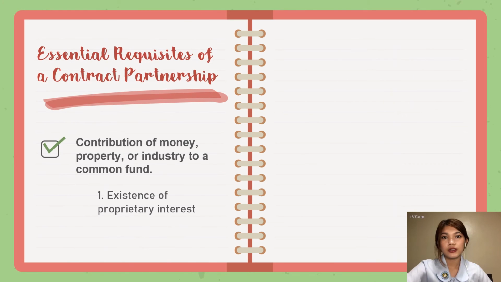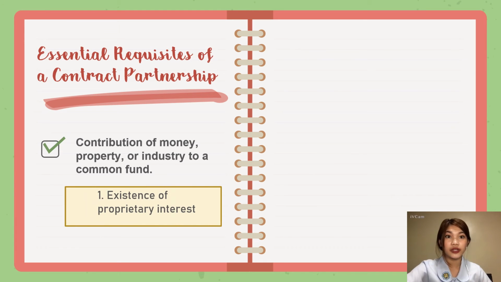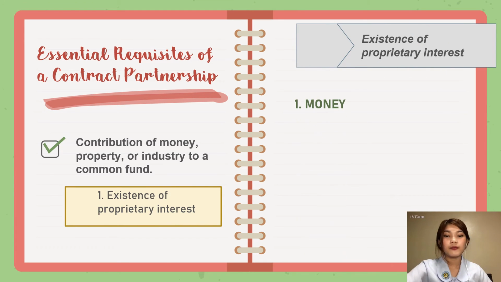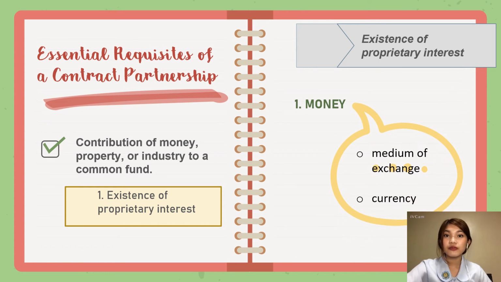The second essential requisite is the contribution of money, property, or industry into a common fund. It is the existence of proprietary interest. It is subdivided into three, which are already indicated here. First is money. Money is a medium of exchange or a currency. In the Philippines, we call the medium of exchange peso.